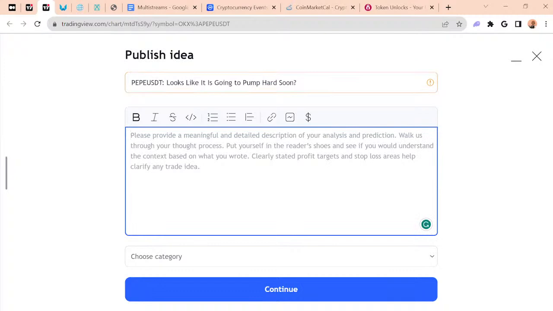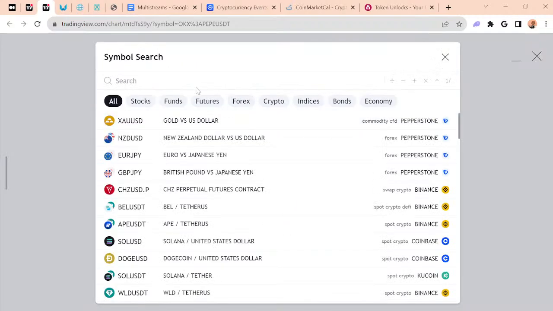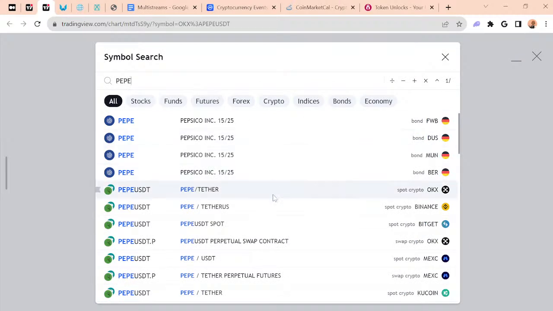All right, this is Pepe, isn't it? On 8th of August 2023, I noticed an exhaustion at the bottom of Pep USDT.